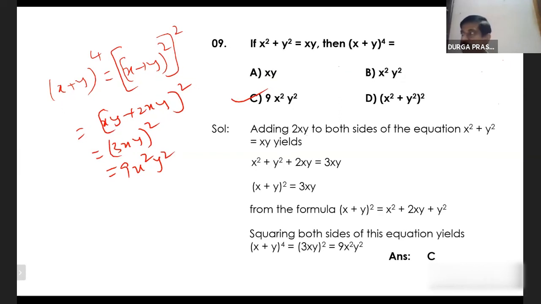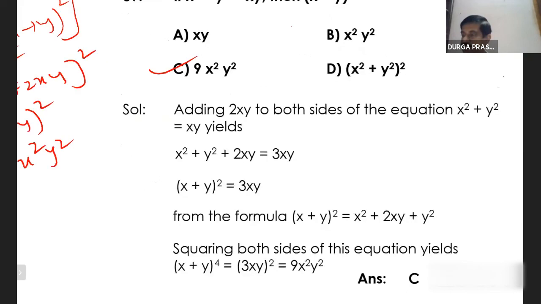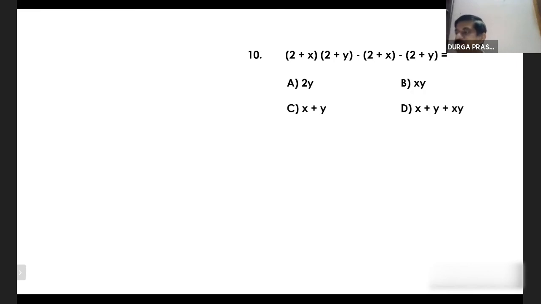Okay, children, let us go to the next question. Look at this. (2 plus x) into (2 plus y) minus of (2 plus x) minus of (2 plus y). So let us expand. There is no other way out. I mean, there is one method we can follow.